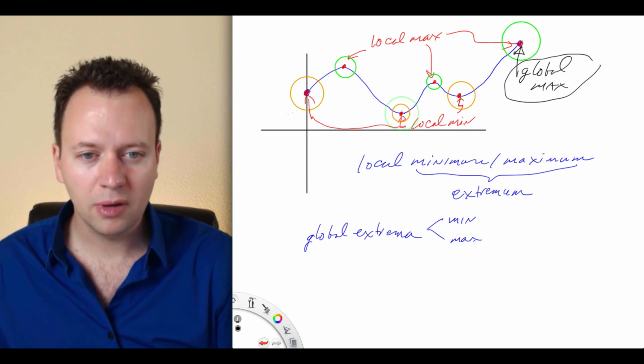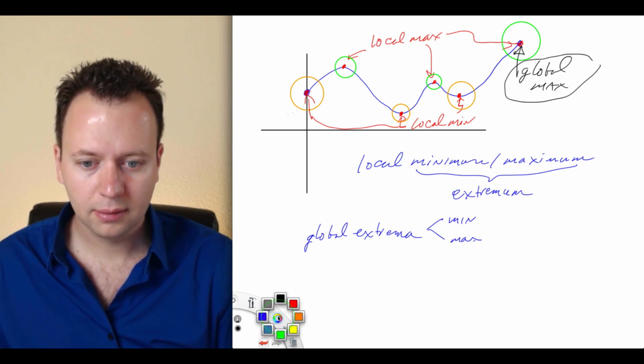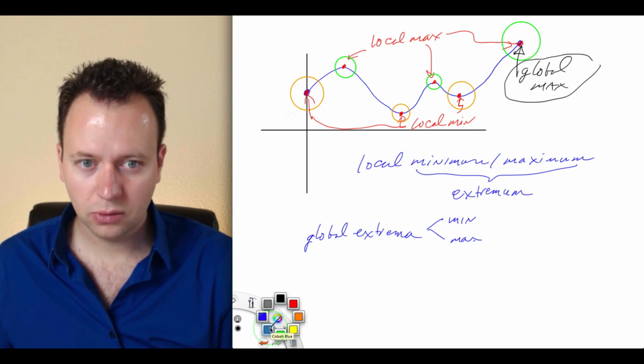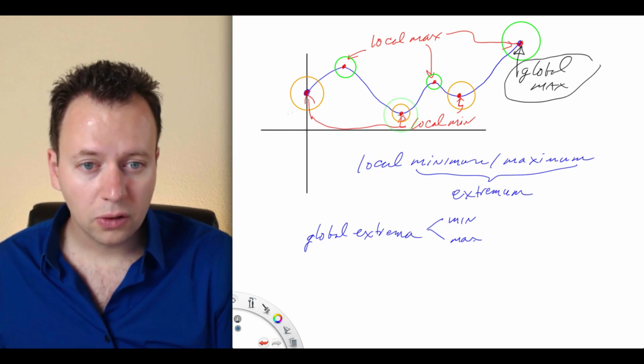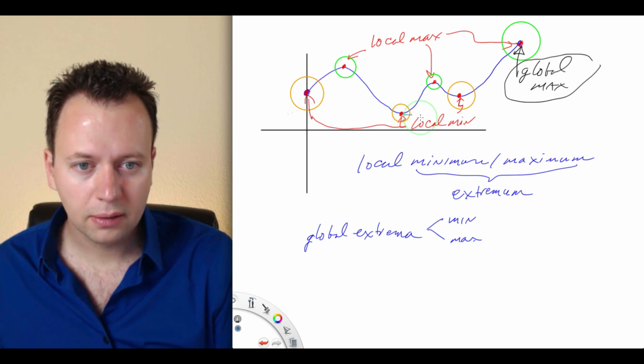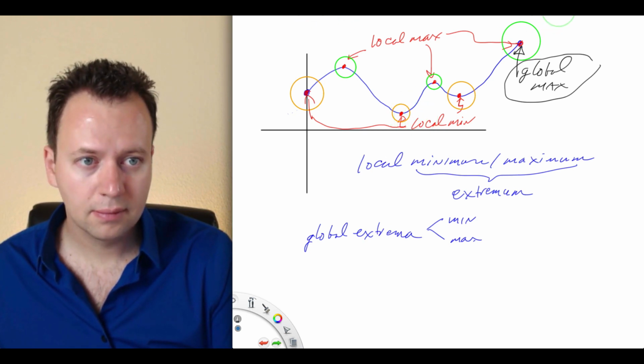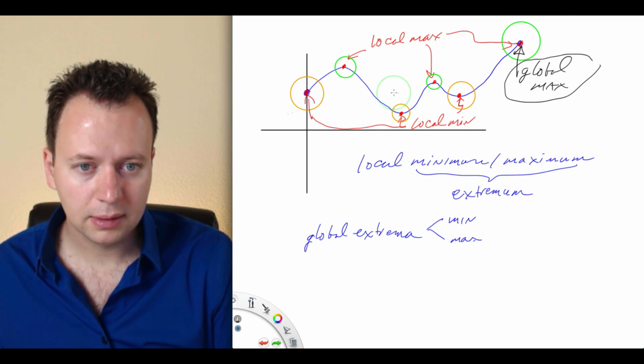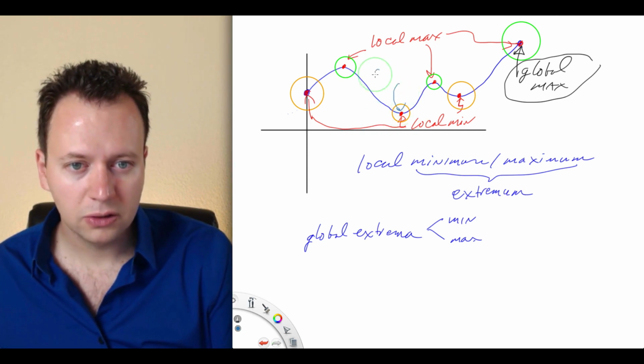And the global minimum would be the one, what color haven't I used? Let's do this one. This point right here is the global minimum.